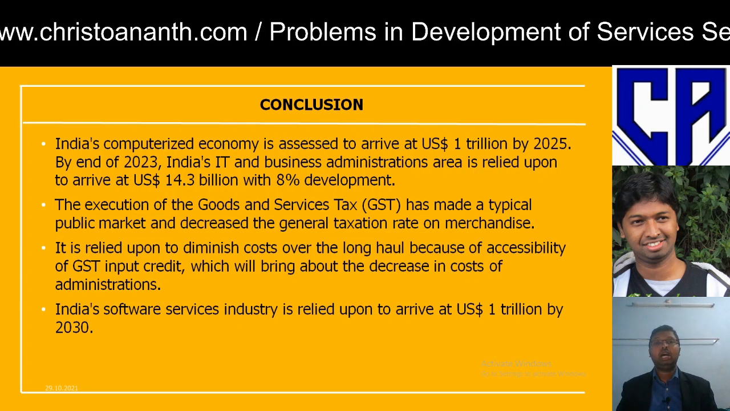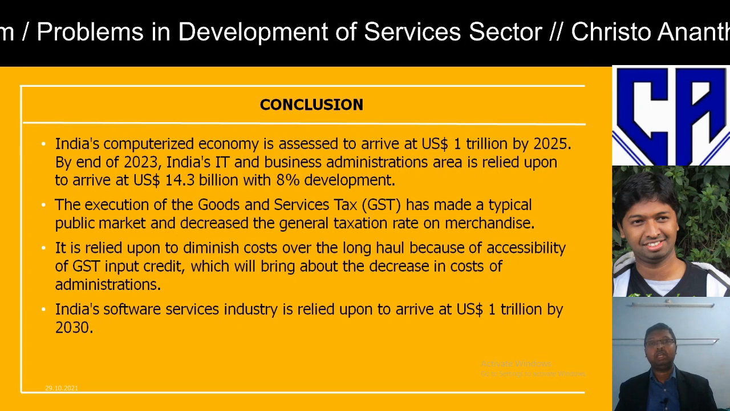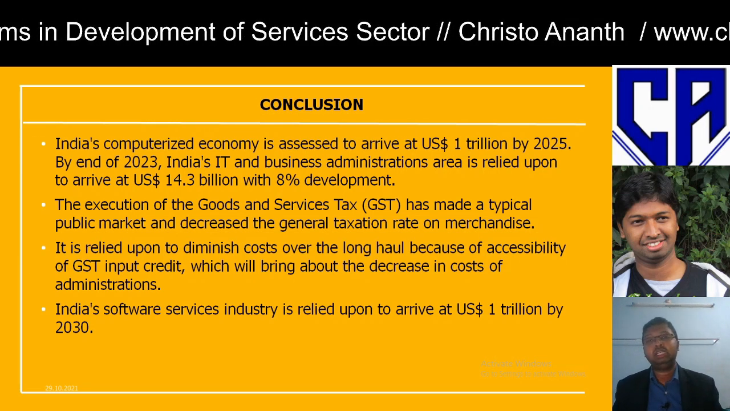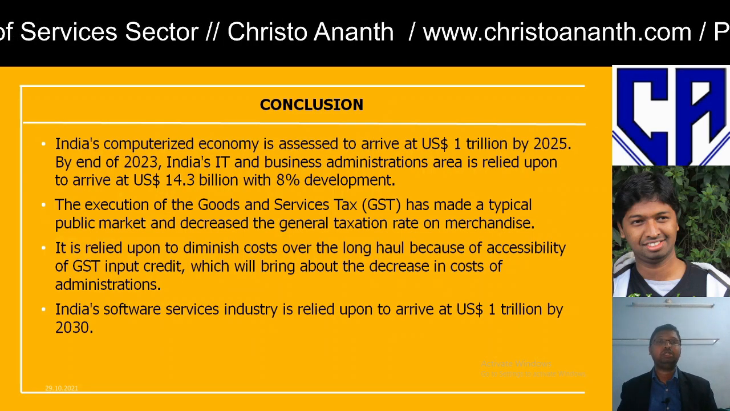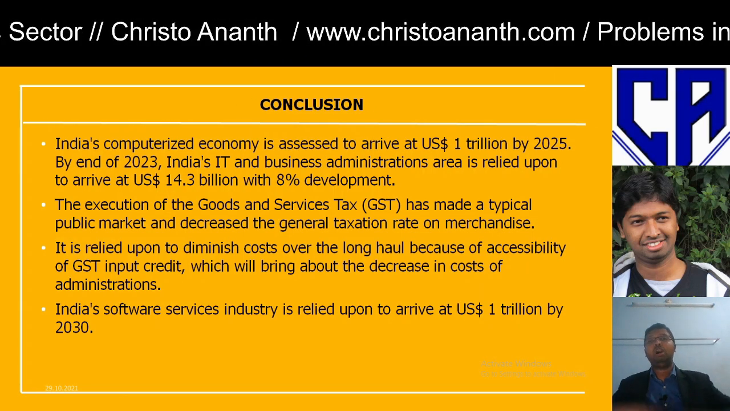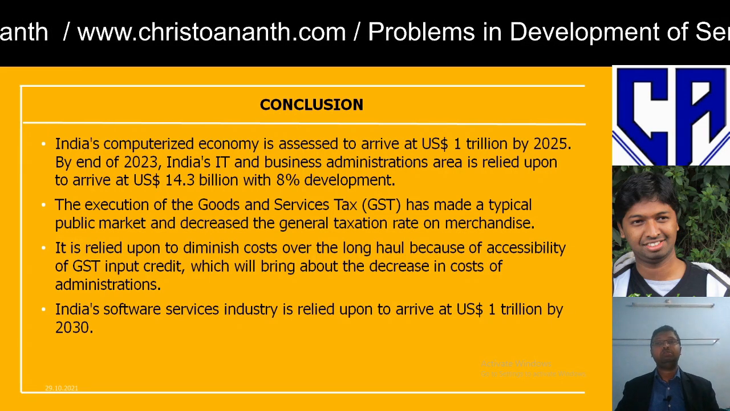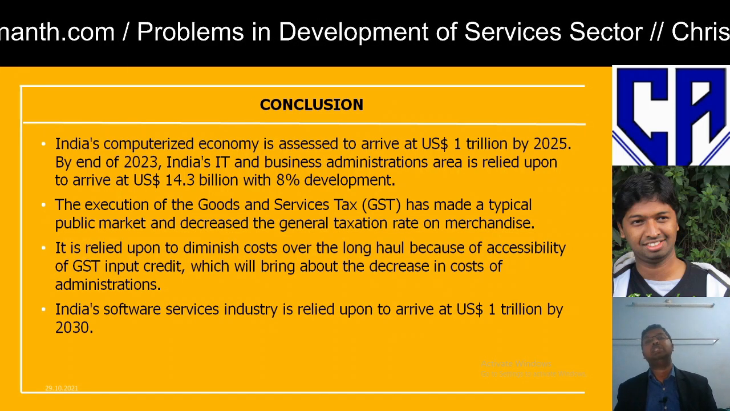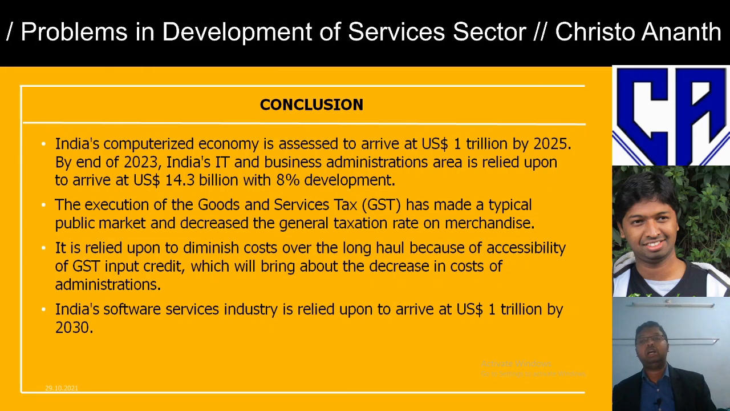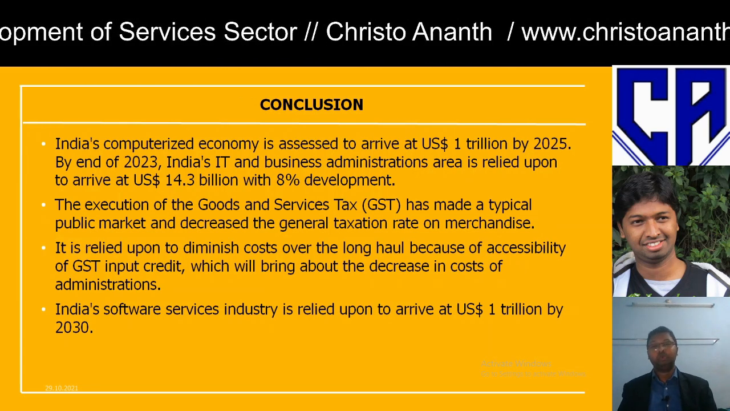Our goods and services tax has made a common public market and has decreased the general taxation rate on merchandise. It is expected to diminish the cost in the long run because of the availability of the GST input credit. Definitely it will decrease the cost in services as well. And our software services industry is expected to reach US 1 trillion dollars by 2030.